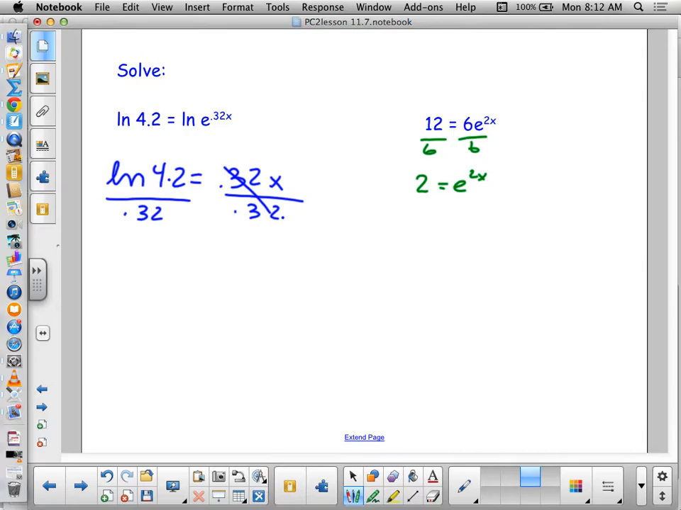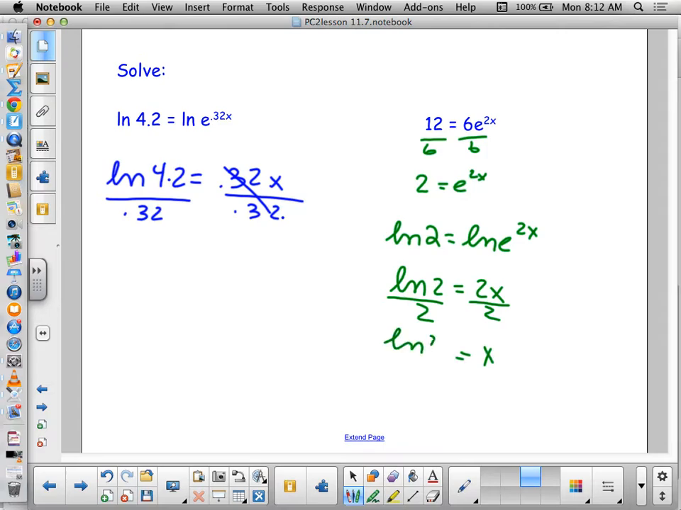I take the natural log of both sides. I could take the log of both sides technically, but the natural log can be easier, because ln 2 now just equals 2x. So x is the natural log of 2 divided by 2. So it really just kind of sails right through.